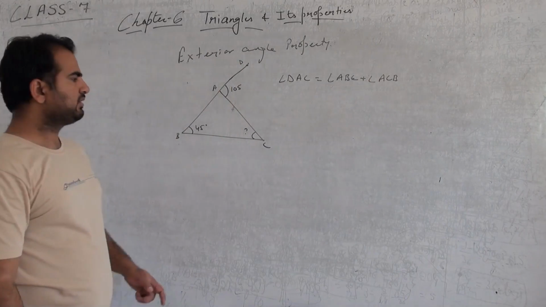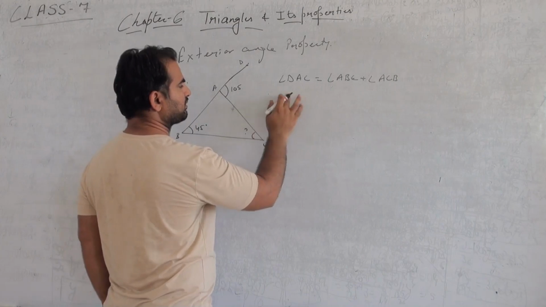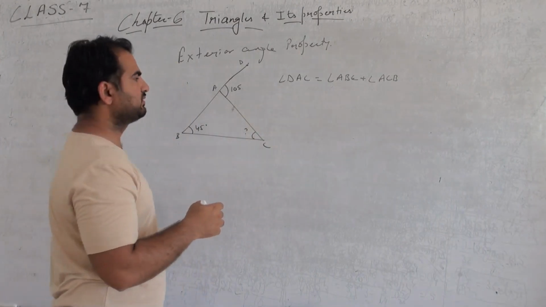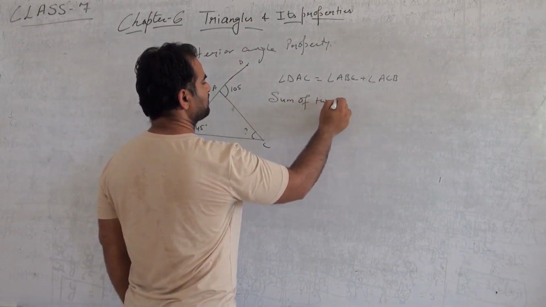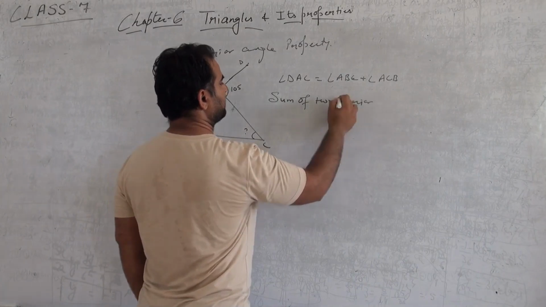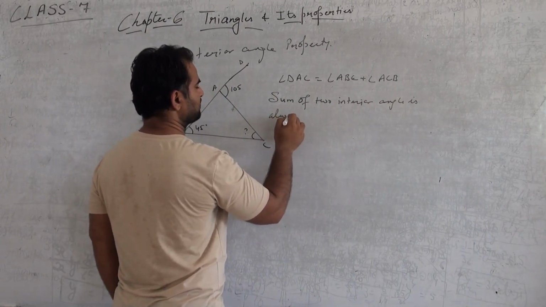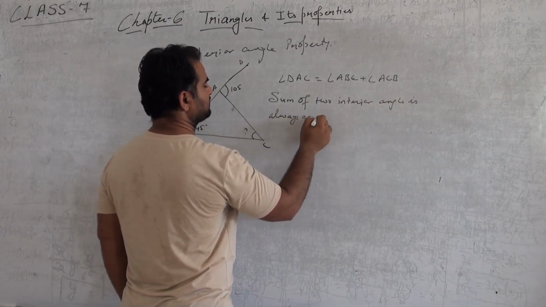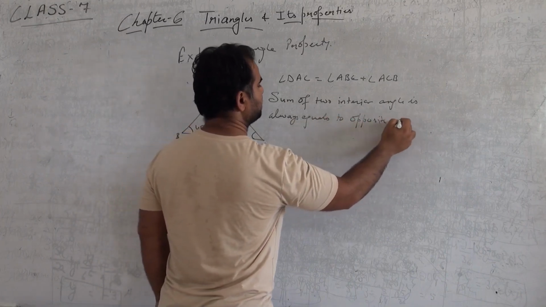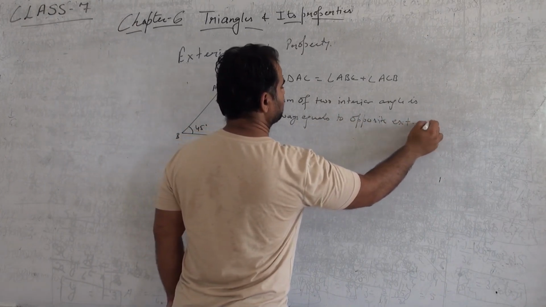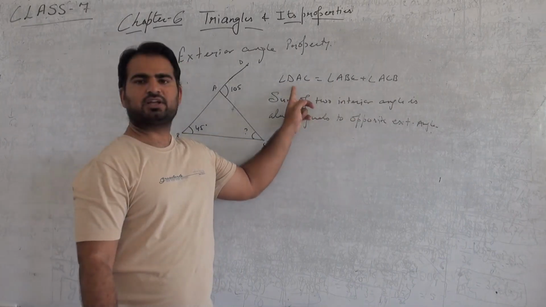How can we say that? Because we have to write the reason also. The sum of two interior angles is always equal to the opposite exterior angle.